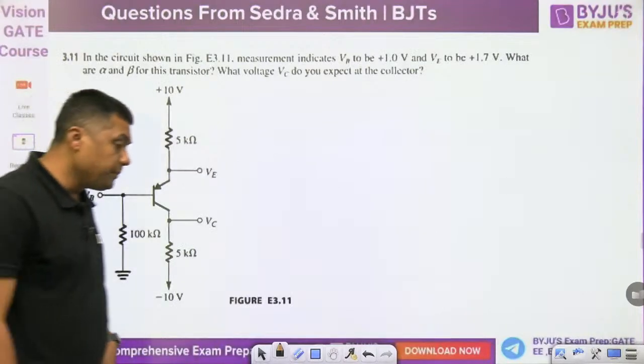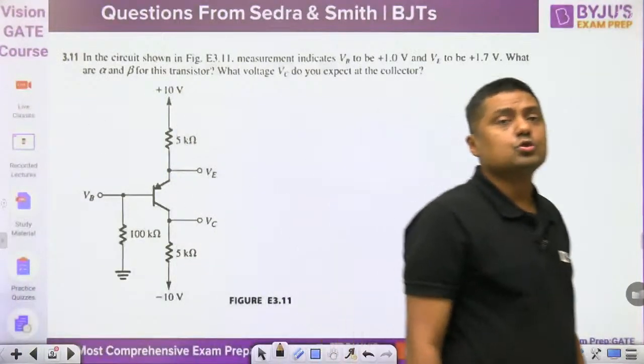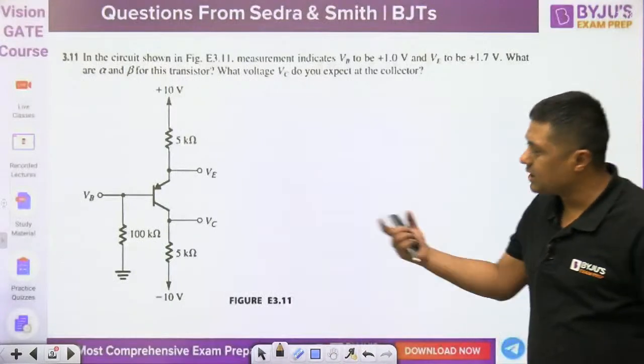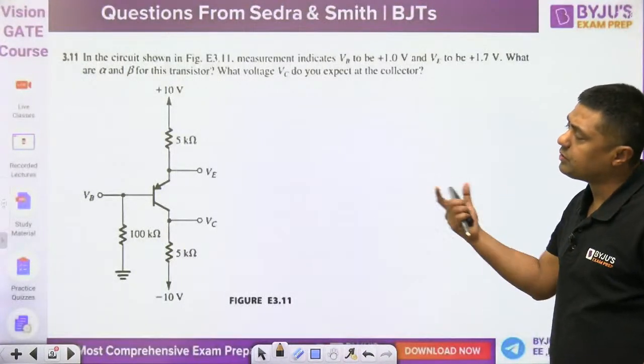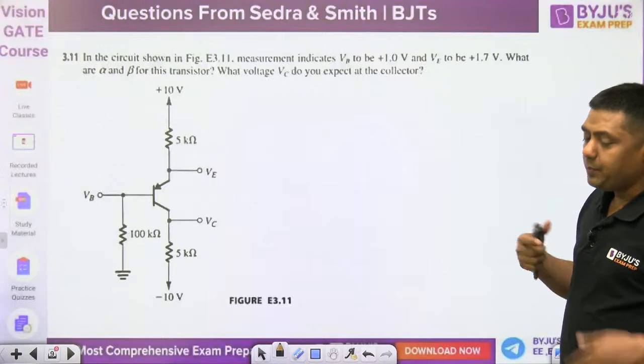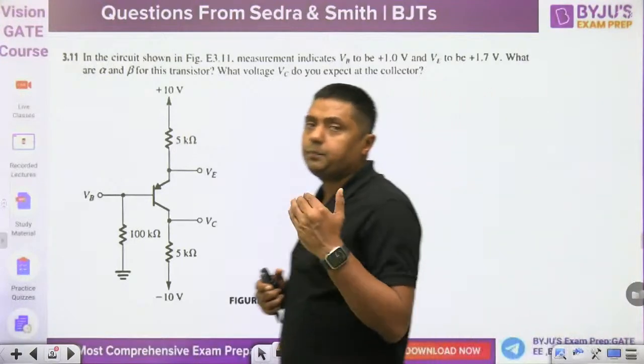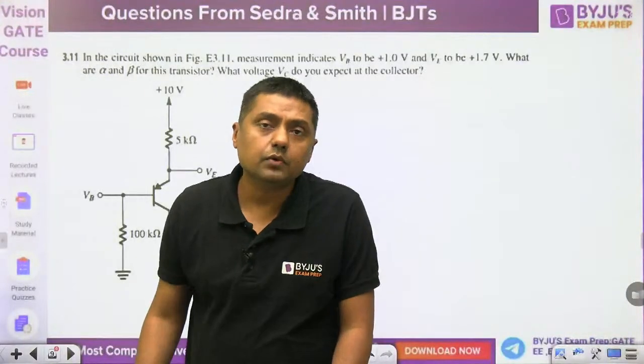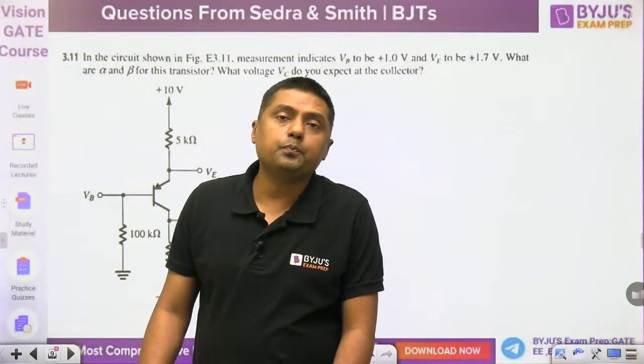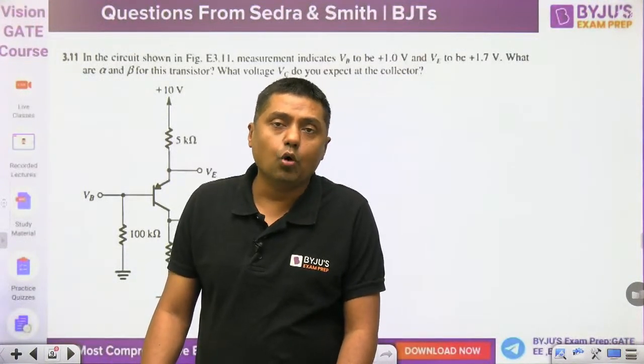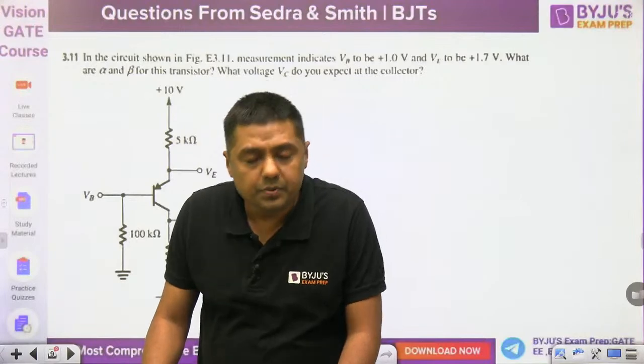Next question is on PNP transistor. Normally we are confused with PNP transistor, because 90% or more than 90% of questions will be on what? NPN. NPN is preferable over PNP. Why? Give me the answer. Why are we using NPN more as compared to PNP?